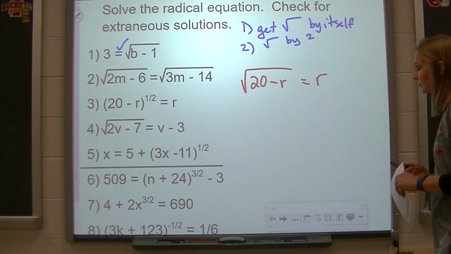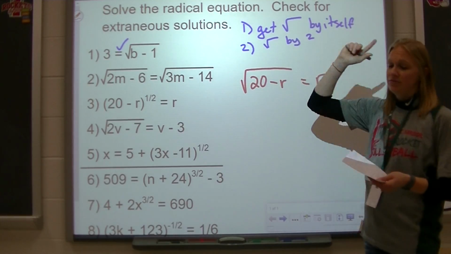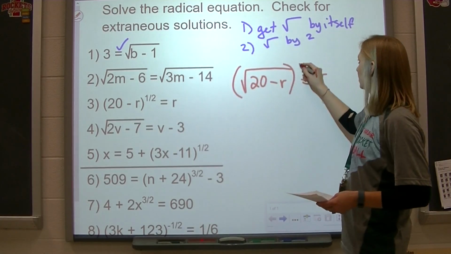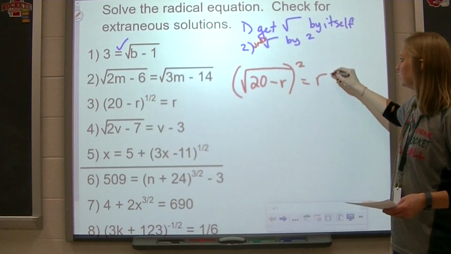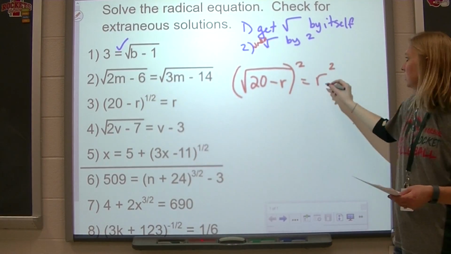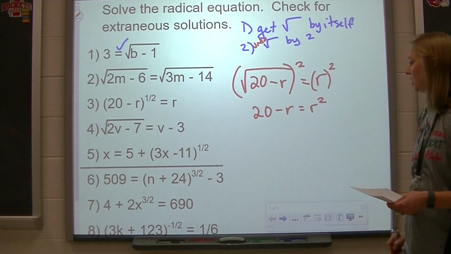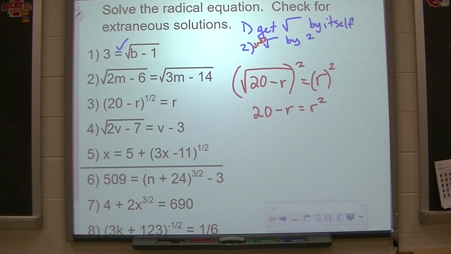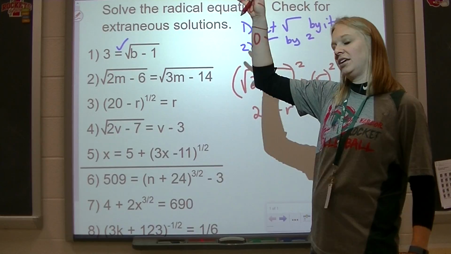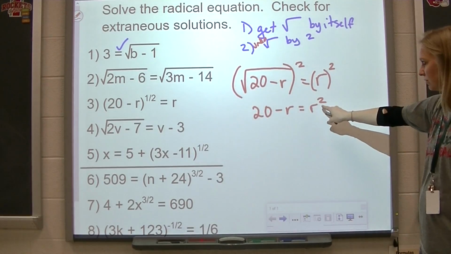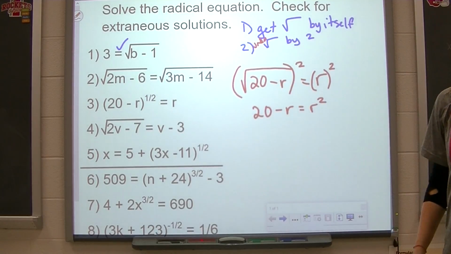So here we can simplify. Is the square root by itself? Yes, it is. So we need to undo the square root by squaring. So I'm going to square both sides. So here we'll get 20 minus r equals r squared. Now this is where it gets fun. This is where we're going to have to recall back to our quadratic equation chapter, because now we have a quadratic. So I can't just take the square root, because it's going to put us right back to that first part. So we have to solve the quadratic.